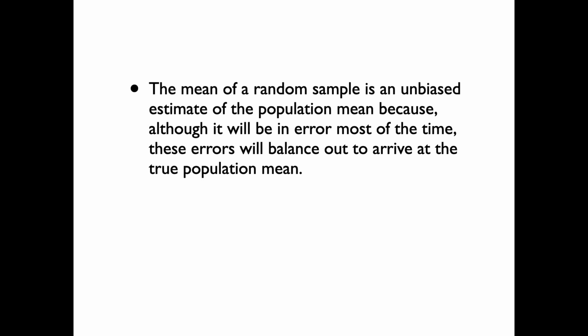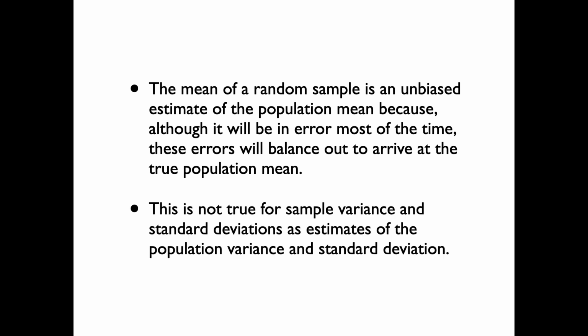It turns out, though, that this isn't true for the sample variance and standard deviation when we're using them to estimate the population variance and the population standard deviation. They turn out to be biased, and they need a correction. When we're using a sample standard deviation or a sample variance, we're going to need to make an adjustment to be more accurate in our estimate of what the true population variance and standard deviation are.